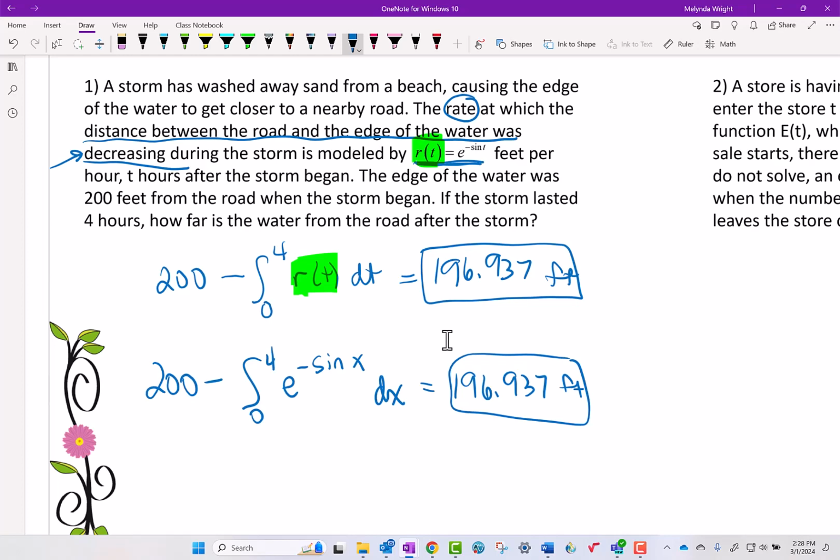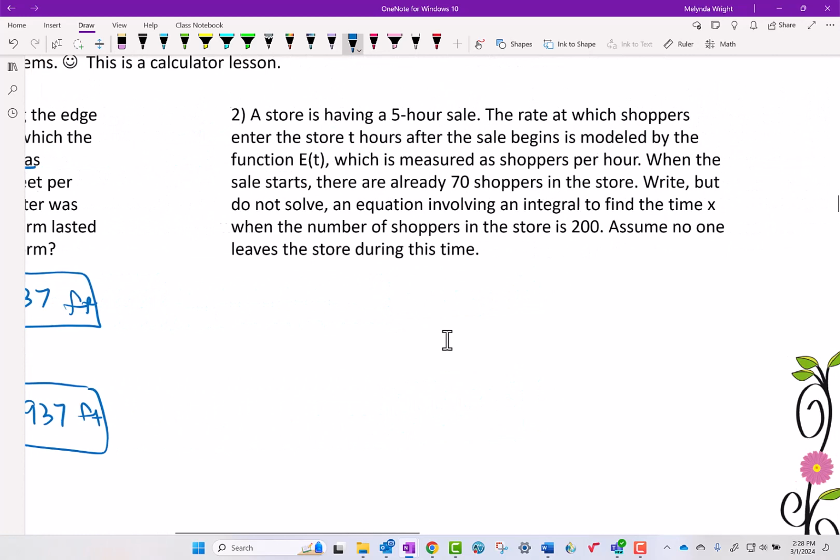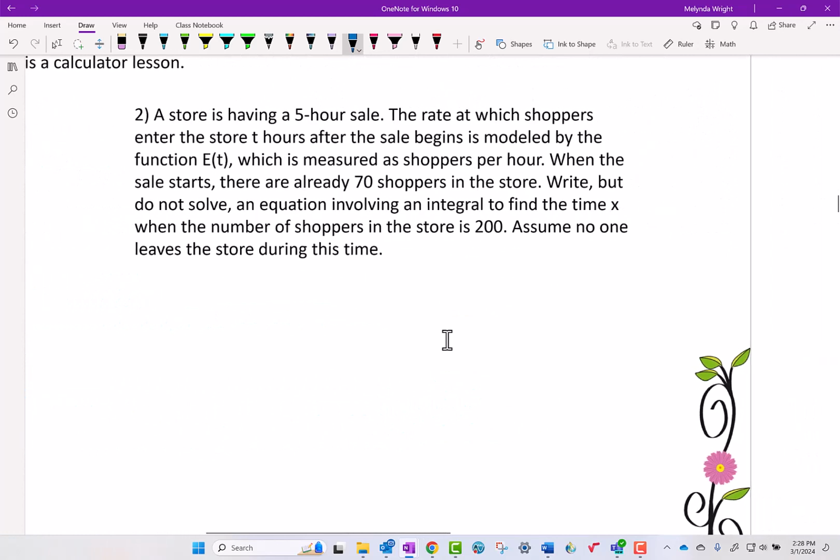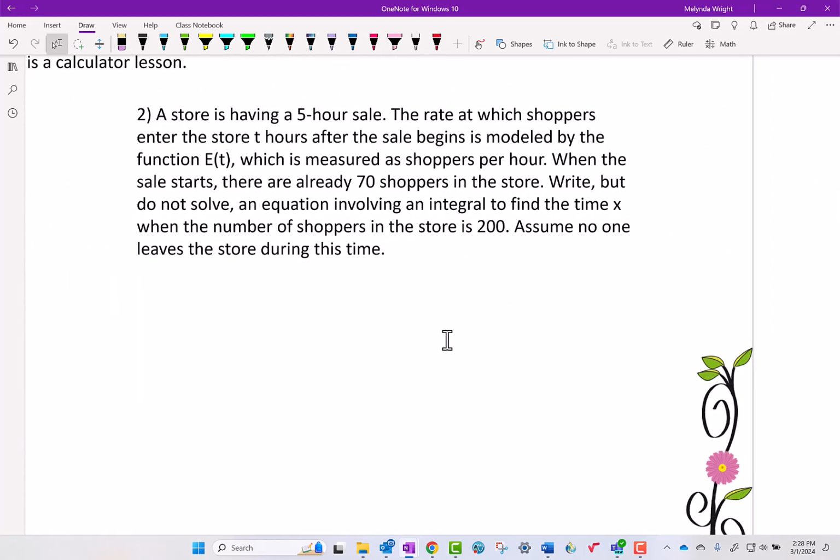Okay, let's look at our second one. So on the second one, we have a store having a 5-hour sale. The rate at which the shoppers enter the store, t hours after the sale begins, is modeled by this function.